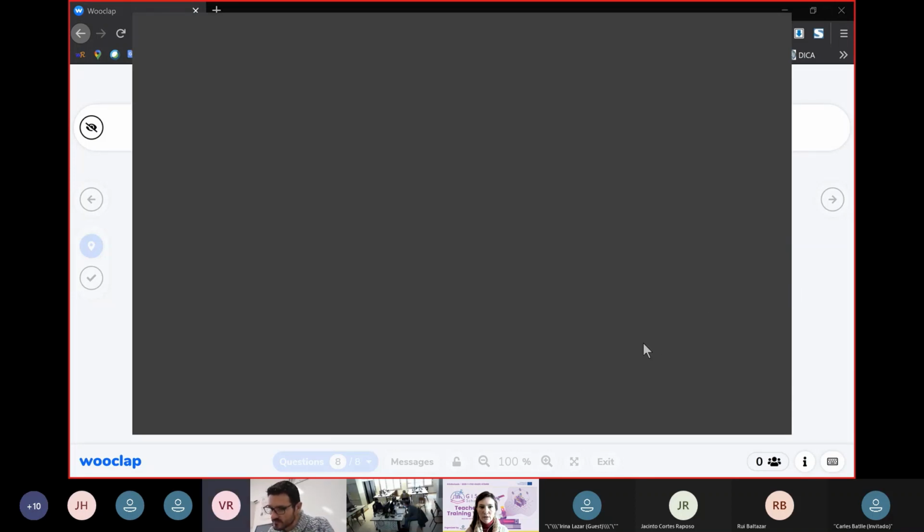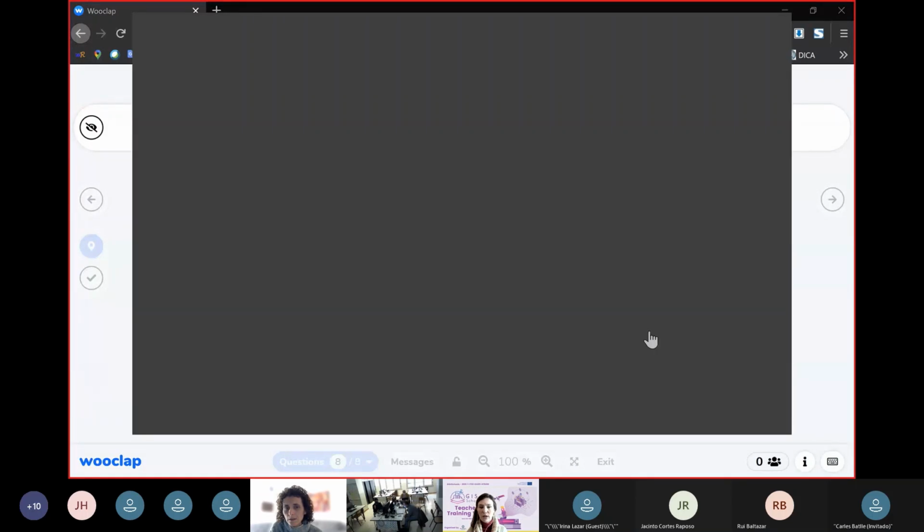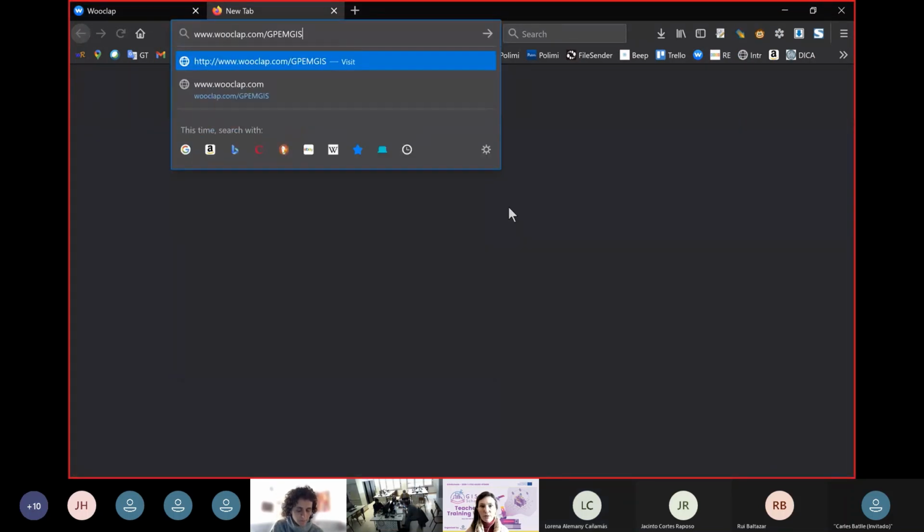It asks for login. It shouldn't. Actually, it's not really login. You can put whatever name, your name or a fantasy name, a nickname, whatever. It shouldn't be needed to log in. It asks us for a code, and the code is the last letters, yes, GPMGIS.